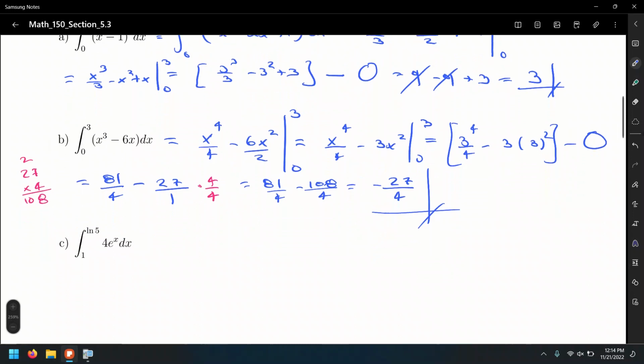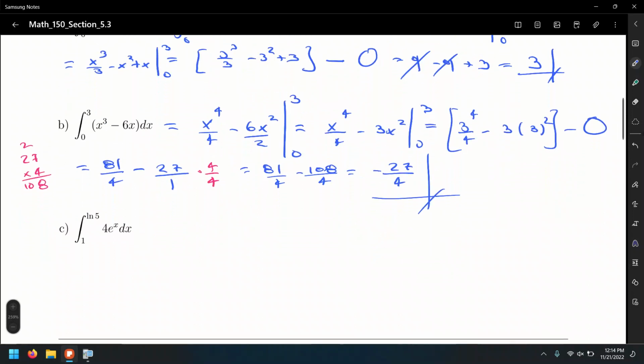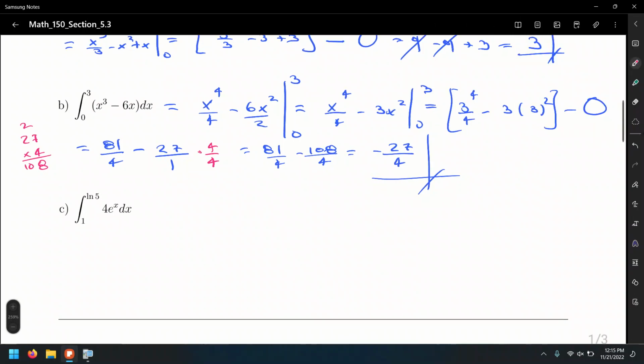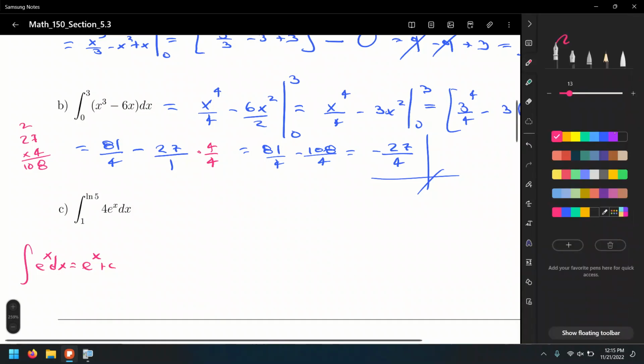And again, let's look at letter C, another example. That's the integral from 1 to the natural log of 5 of 4 e to the x with respect to x. Well, so we're going to use another antiderivative formula, in particular, the one that says that the integral of e to the x dx equals simply e to the x. And that's because the derivative of e to the x is itself e to the x. So we would expect that its antiderivative likewise would be the same. All right, and a potential plus c indeed, right?